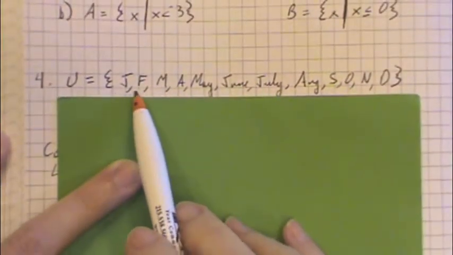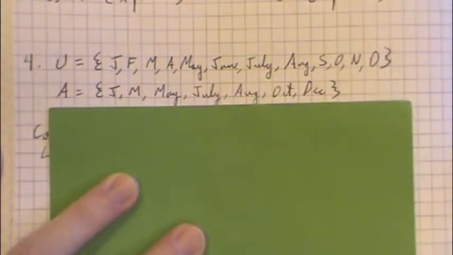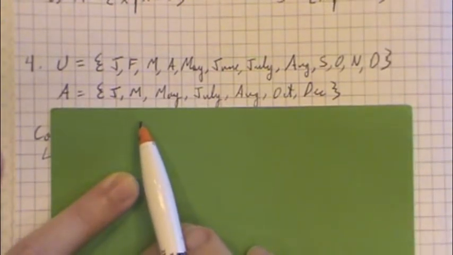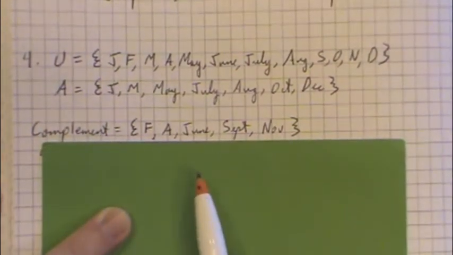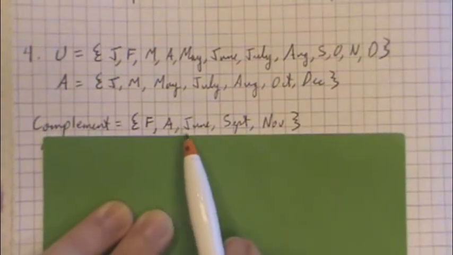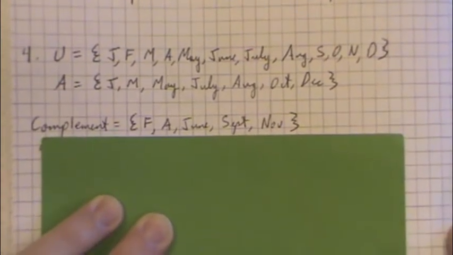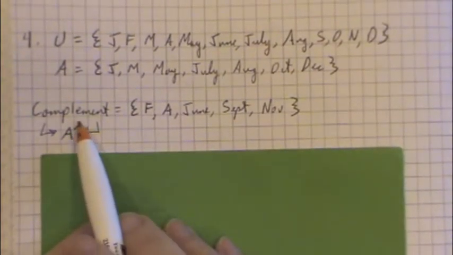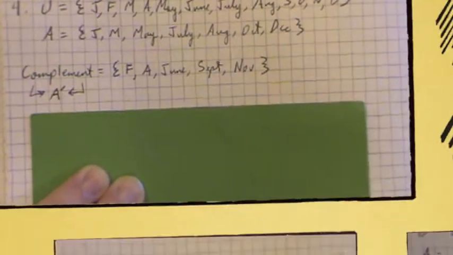So here's our universal set, all of the months. Here is our set A, all the months that have exactly 31 days. What is our complement? All those other months. 30 days has September, April, June, and November. And February doesn't have 31 either. And the other way to label this is A prime. The complement of set A can be labeled A prime. That's all they want. It's really that simple.